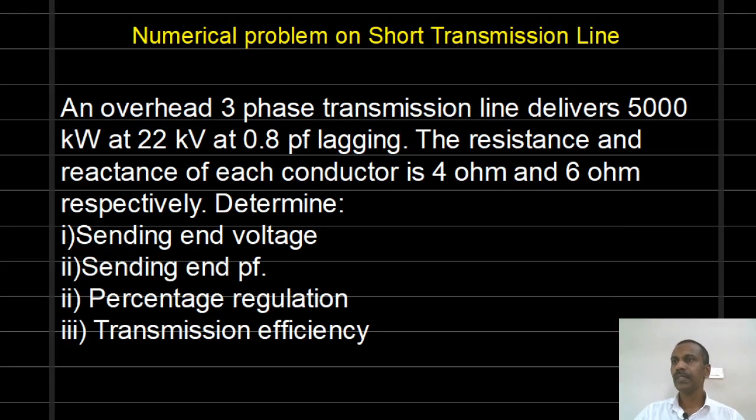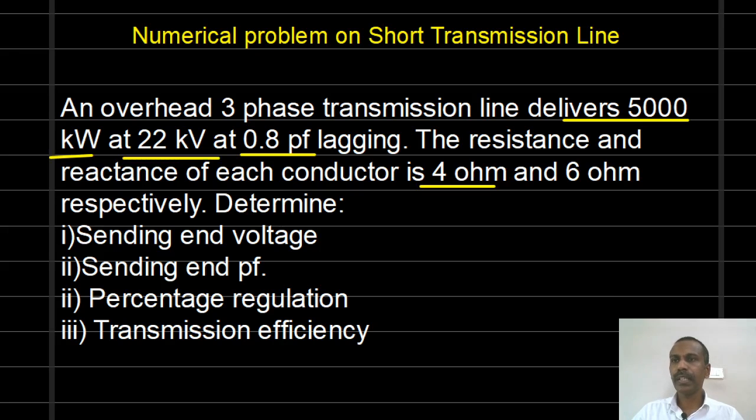Hi students, in this class we are going to solve a numerical problem on short transmission line. We have an overhead three-phase transmission line. The receiving end power is 5000 kilowatt. The receiving end voltage is 22 kilovolt. Power factor is 0.8 lagging.